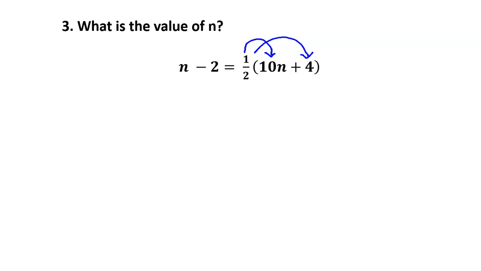So when I do that, on the left, nothing changes. So I still have n minus 2 equals, now half of the 10n is going to give me 5n, and half of the 4 is going to give me 2. All right, so now I have n minus 2 equals 5n plus 2.